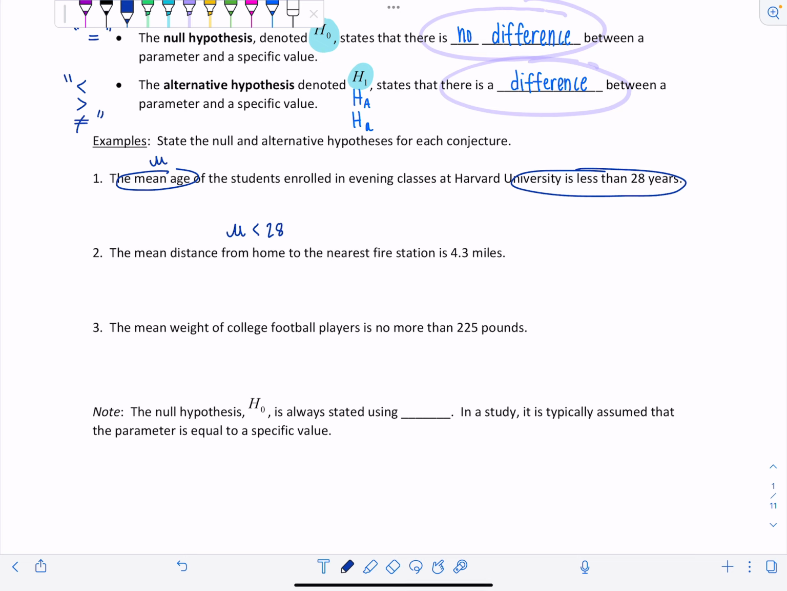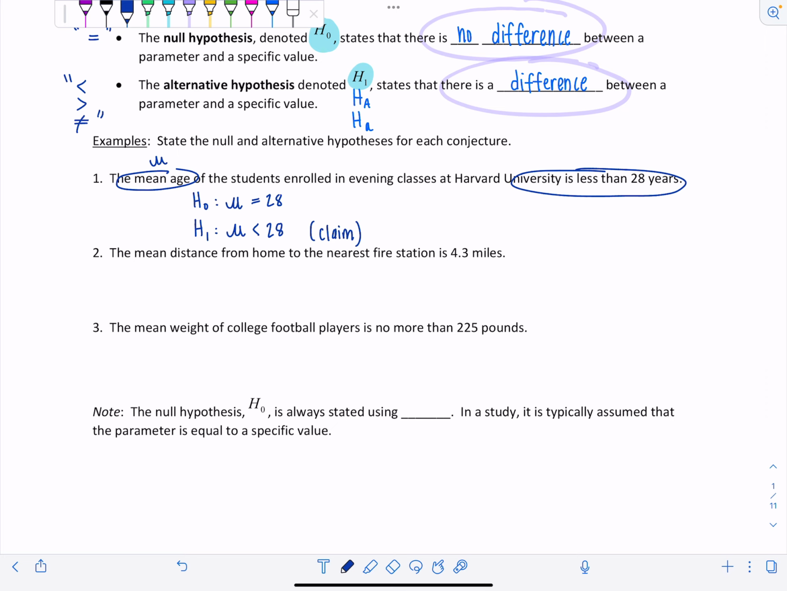That has to be the alternative hypothesis, H1 or HA, because when we write the null, we always write it using equality. So you would say mu equals 28. All right? And then a lot of the time you'll have to identify, was the claim in the null or was the claim in the alternative? So when you read this statement here, this conjecture, saying that the mean age of the students enrolled is less than 28 years, that's the statement represented by the alternative hypothesis. So the claim is here.